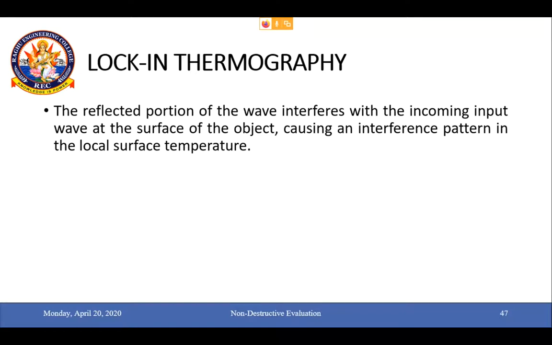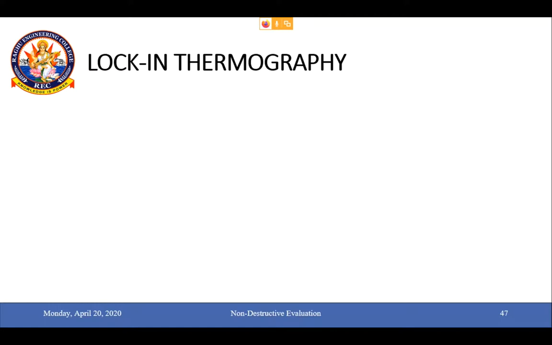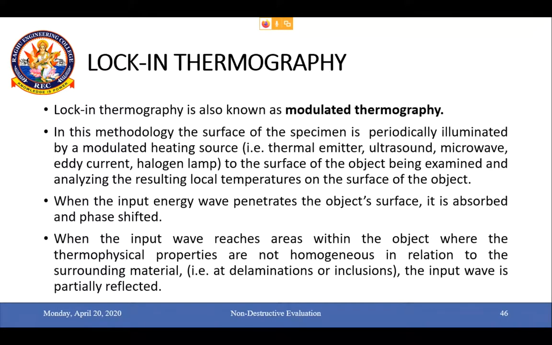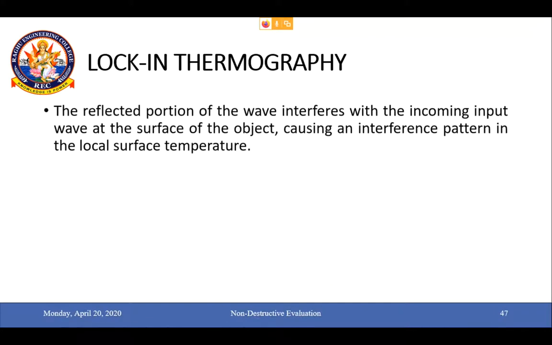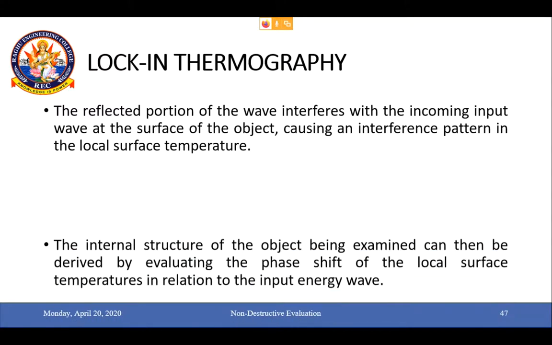So already we discussed that here we are going to send the heat waves periodically. So what is going to happen? One wave is going to penetrate into the surface and then reach a defect and come back. And by the time it comes back, there is one more wave that is already coming from your source. So there will be an interference pattern that is going to happen in the local surface temperature.